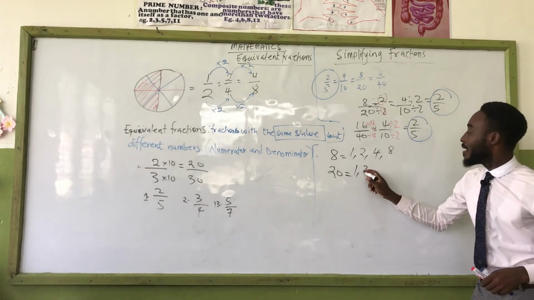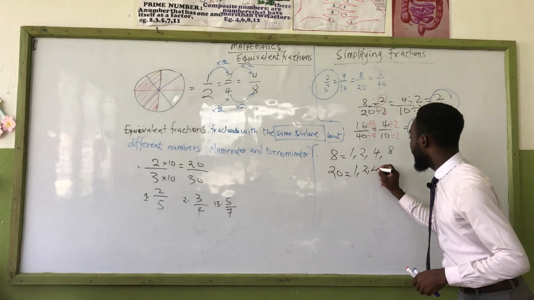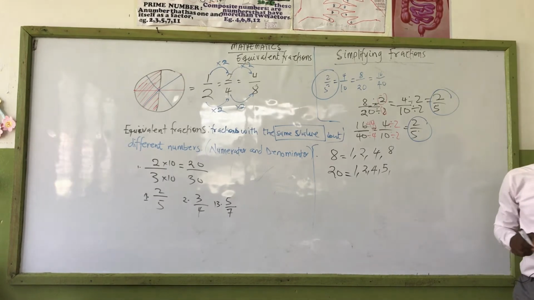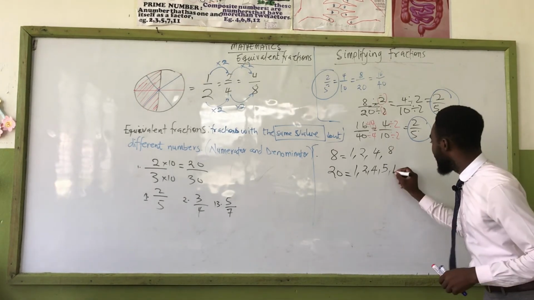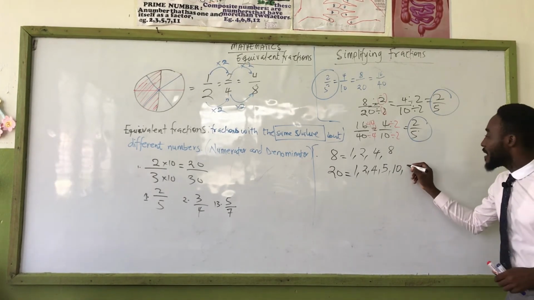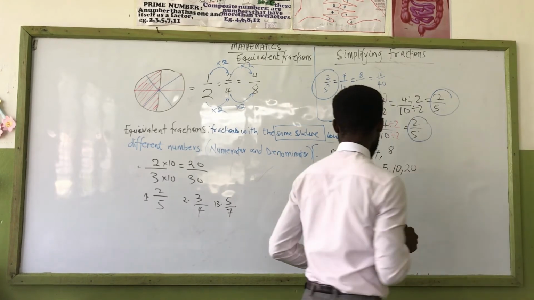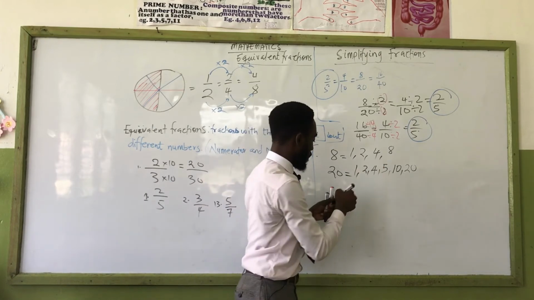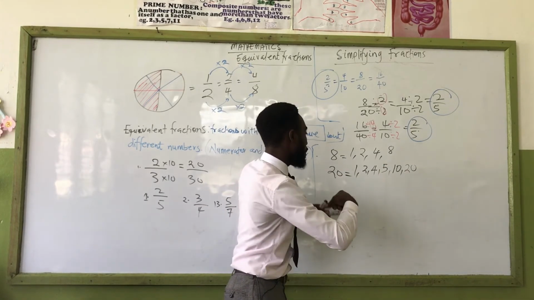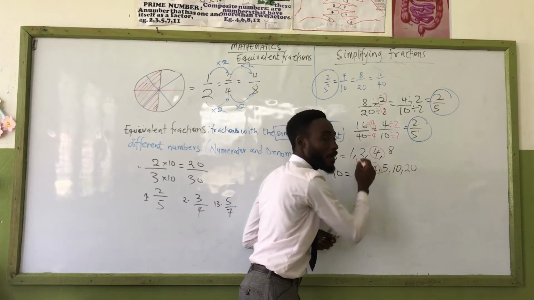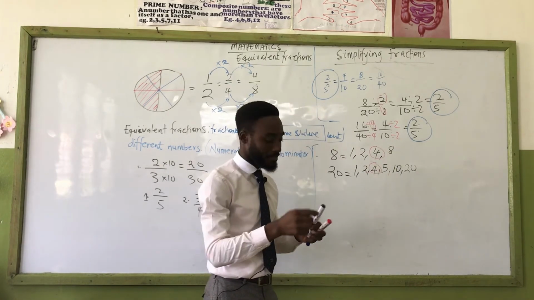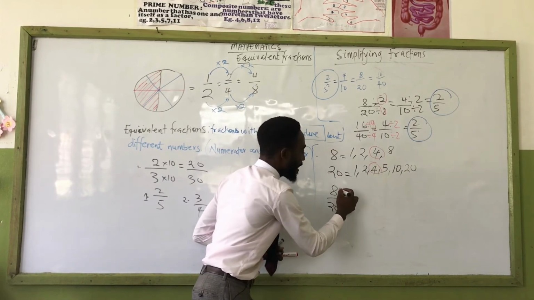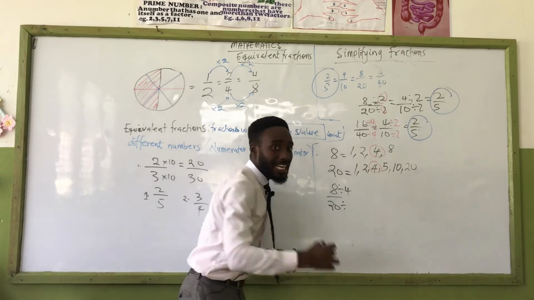Alright. Factors of 20. 2, 4. Okay. 5. 10. And then 20. Okay. So what's the highest common factor between these two guys? 4. So therefore, 4. So it means that if we should just use 4 to cut, so that would be 8 over 20 divided by 4. So 4 is that ninja that will get the work done for us.